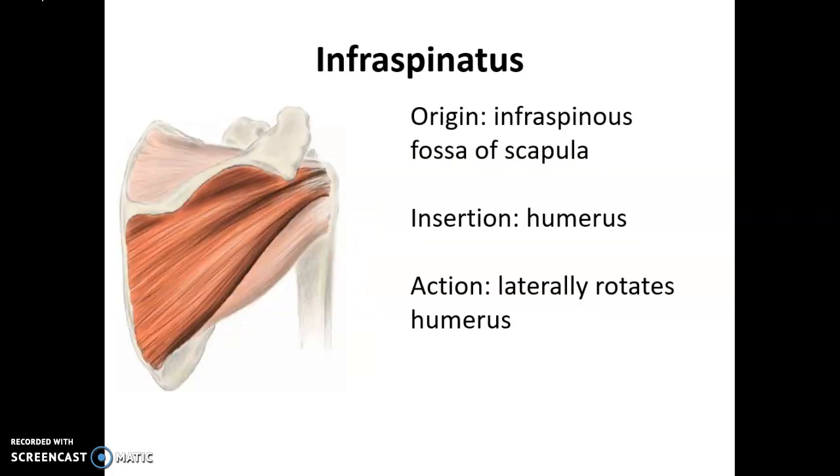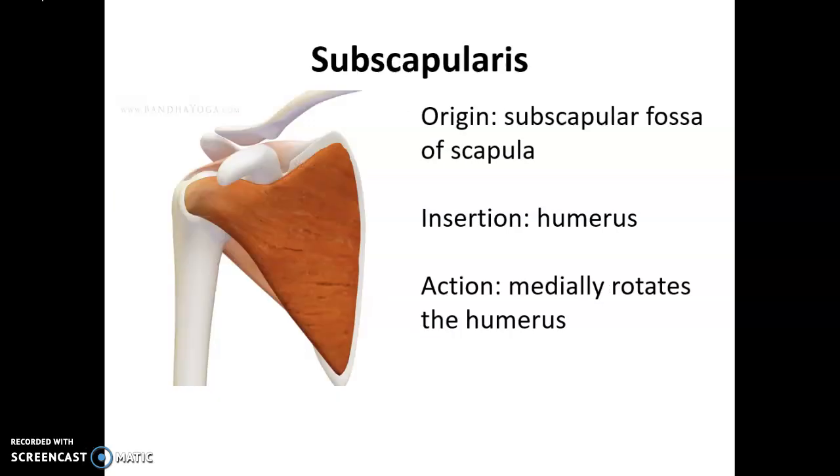The next muscle is infraspinatus. This originates in the infraspinous fossa of the scapula. It also inserts into the humerus and it helps to laterally rotate the humerus. Anteriorly, along the subscapular fossa, we have the subscapularis muscle. It also inserts into the humerus and it medially rotates the humerus.